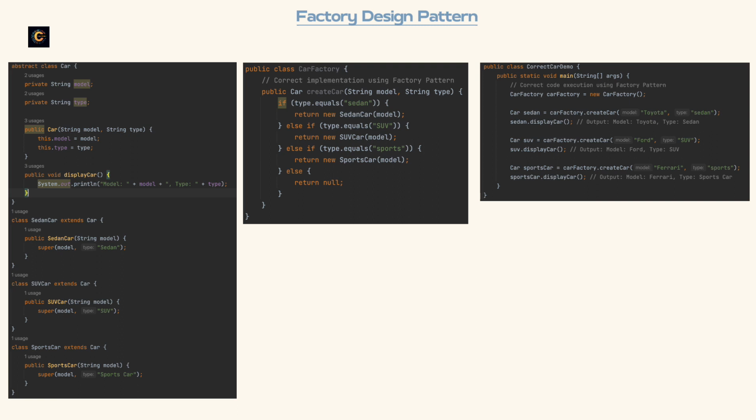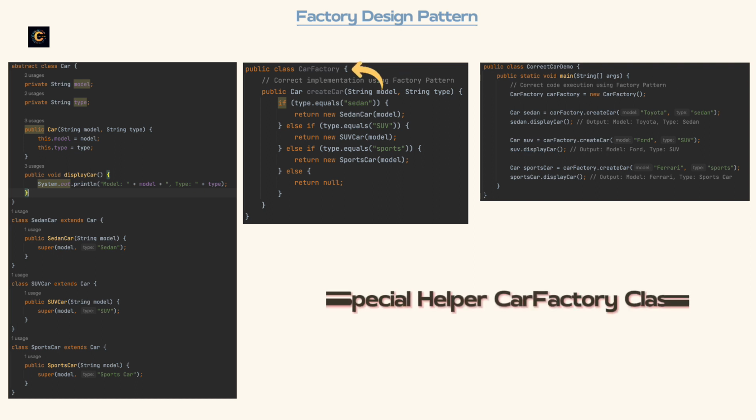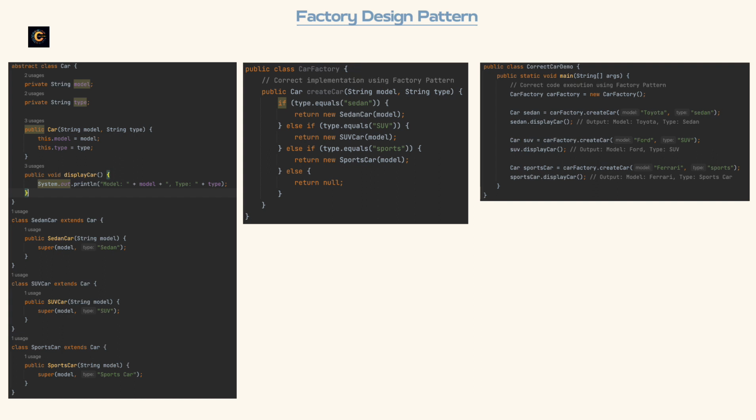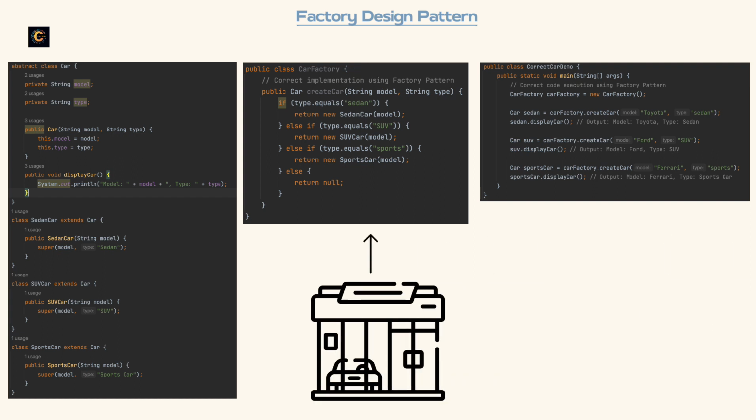Now, let's fix this with the factory design pattern. In this setup, we have different types of cars like sedan, SUV and sports car. Each car has its own characteristics like model and type. To create these cars easily, we use a special helper called the car factory. It's like a machine that knows how to make different types of cars based on what we ask for.